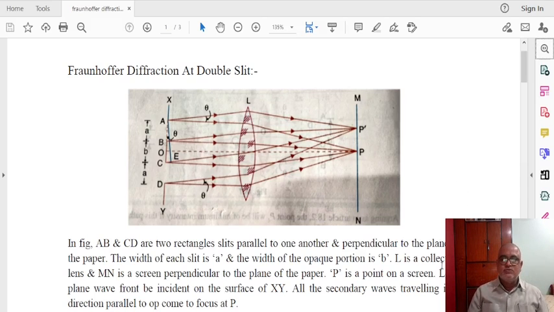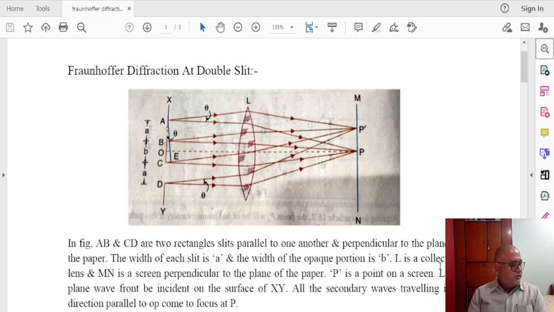Yes, dear students, from the last lecture we were studying about the diffraction phenomenon, in which we have discussed how the diffraction pattern gets formed.